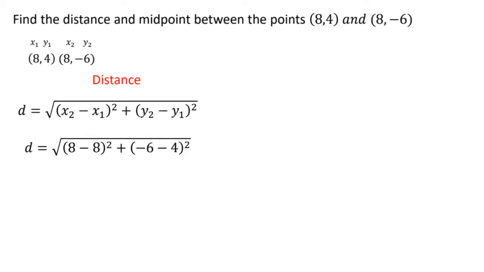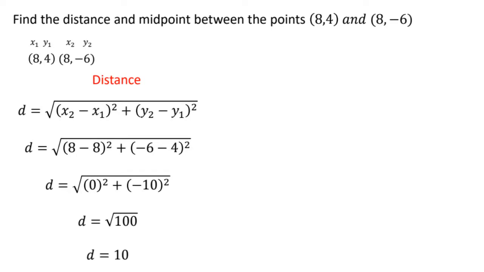8 minus 8 is going to give me 0. -6 minus 4 is going to give me -10. Okay, 0 squared is 0, and -10 squared is 100. So 0 plus 100 is the square root of 100. So we want to simplify that, and the square root of 100 is 10. Okay, we do get a plus or minus, but again, distance cannot be measured negatively, so it's always positive. So this is an example of using the distance formula.